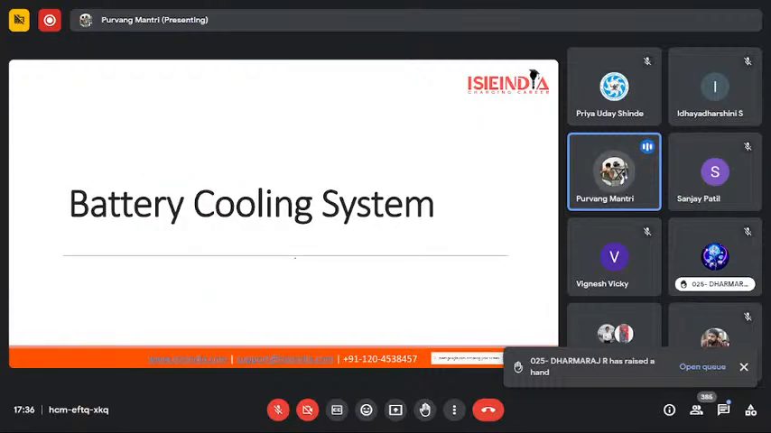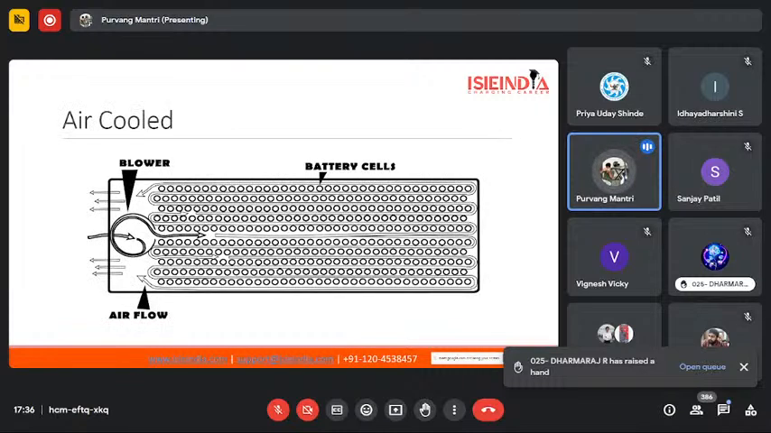So moving ahead to our battery cooling system. We basically have three cooling methods: the air cooling system, liquid cooling, and the PCM method. In the air-cooled method, as I mentioned earlier, the Toyota Prius used prismatic cells, and they were air-cooled. They had a separate air blower that would suck the air from the environment and forcefully push it through the battery cells, and it will cool down the battery pack.